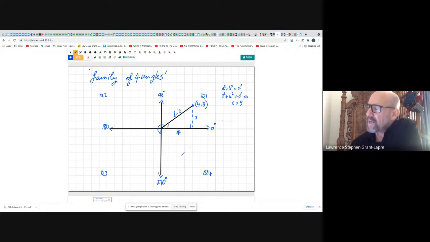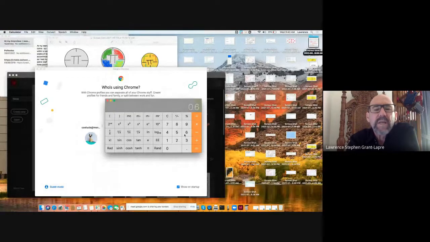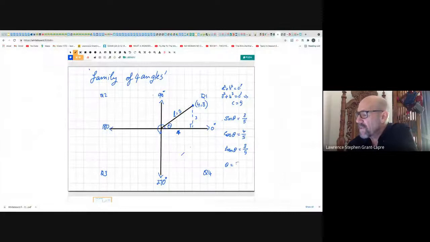Now there's an angle in here. This is an acute angle. How do you get that? We could use sine, cos, or tan. You see, sine of theta is opposite over hypotenuse. Cos of theta will be adjacent over hypotenuse. Tan of theta would equal opposite over adjacent. Now, if you do arc sine of 0.6, second function, arc sine, we get about 36.9 degrees.